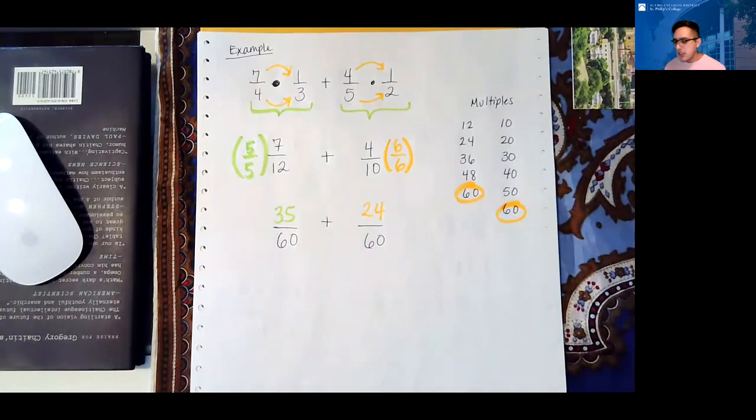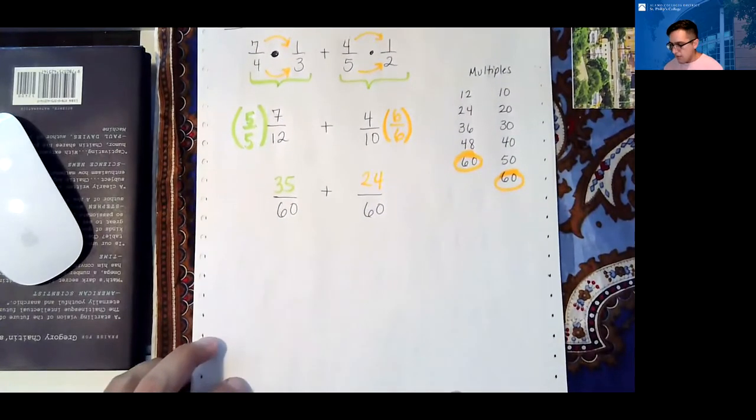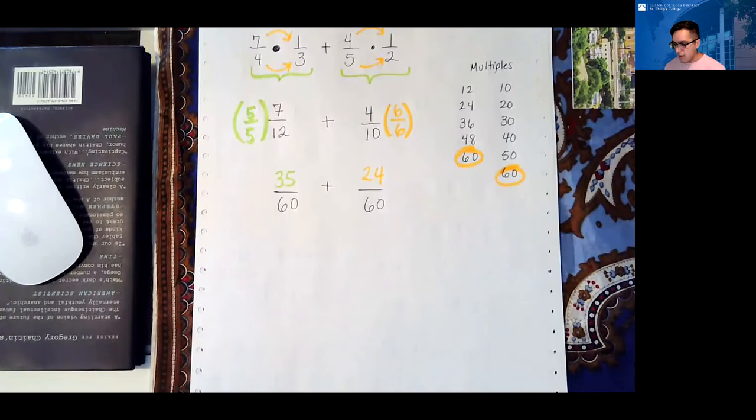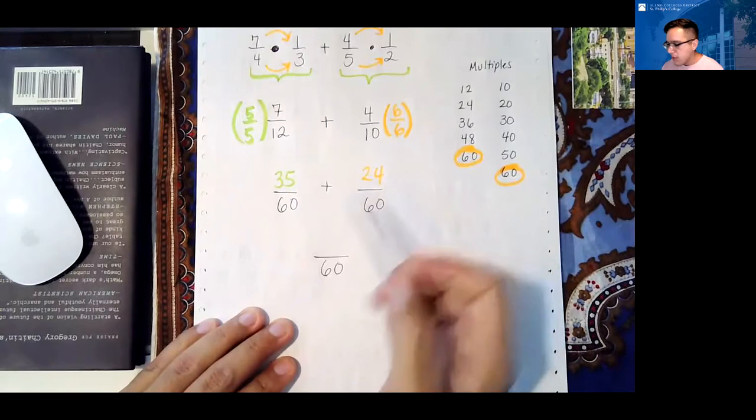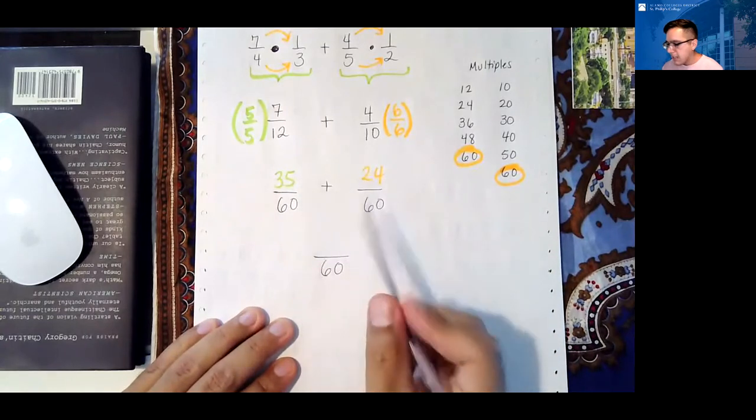Does anybody have any questions up to that point? Well, now that I have these pizzas that have the same size slices, I can just go ahead and add the numerators together and keep the slice size the same. The denominator is going to remain 60 for now. And 35 plus 24 should be 59.